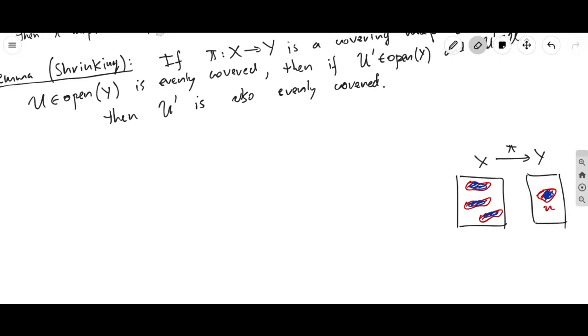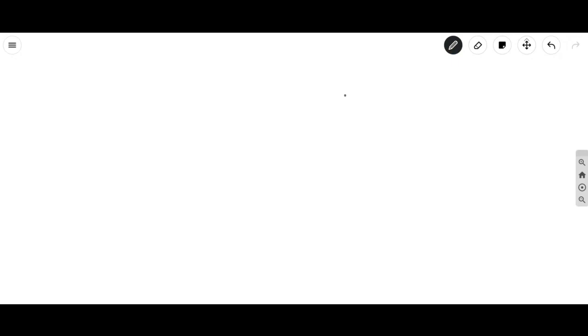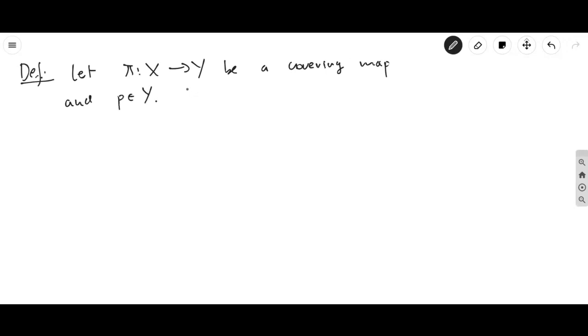So this is what we call the shrinking lemma. And what I want to get to is this first property. So let's make another definition. So let pi from X to Y be a covering map, and P be a point in Y.